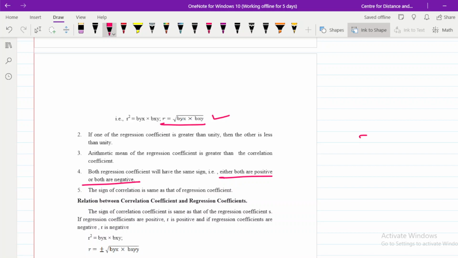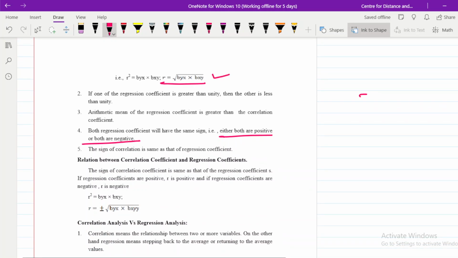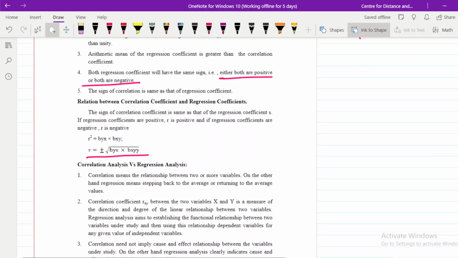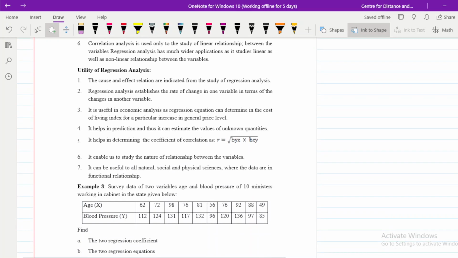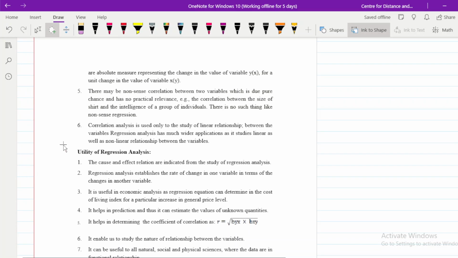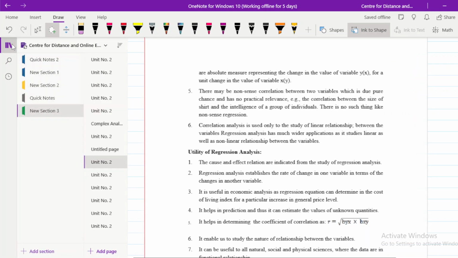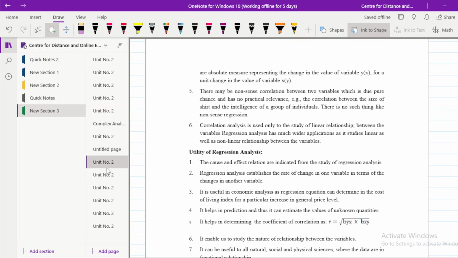Then the relation between the correlation coefficient and the regression coefficients. As earlier we have seen, the formula is r square is equal to byx into bxy, that is we get r is equal to plus minus under root byx into bxy. Okay, now we see the example.